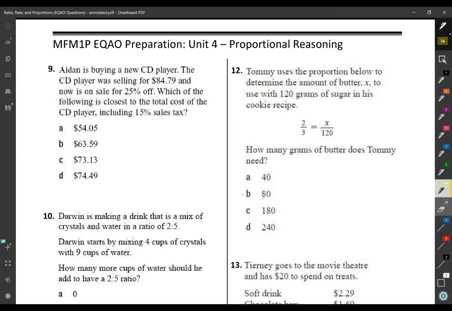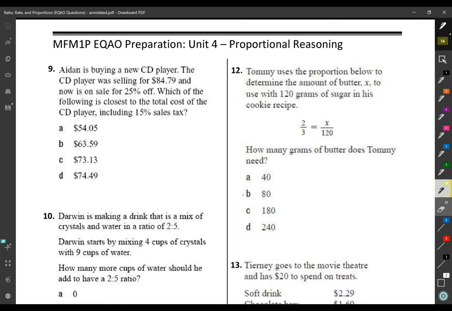Okay, in this video, I'm just continuing on with the same review package. So the review package with questions that come from the EQAO Ontario-wide test. So I'm going to start off with question 9 because in the last video, I covered questions 1 through 8.